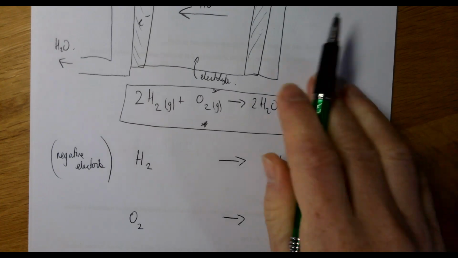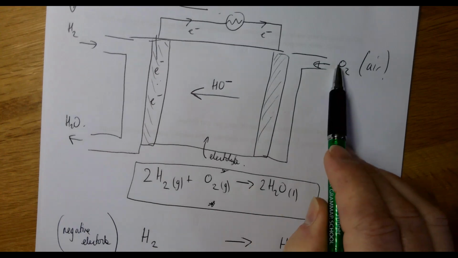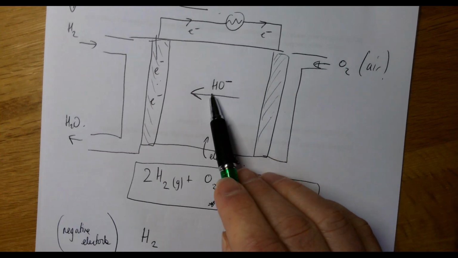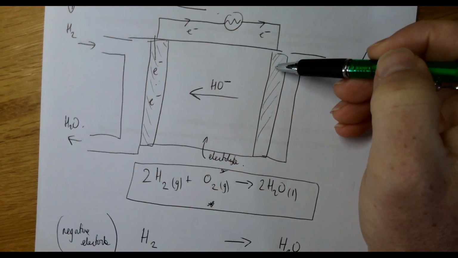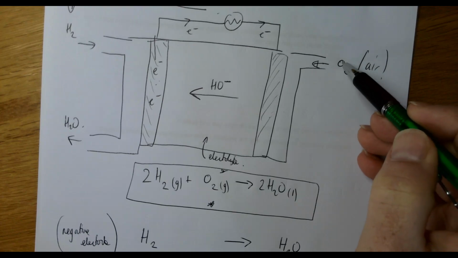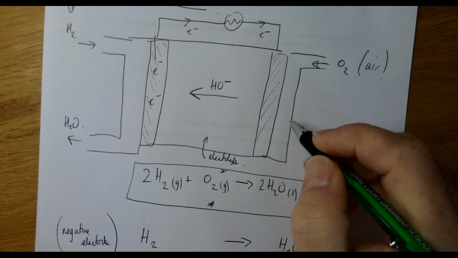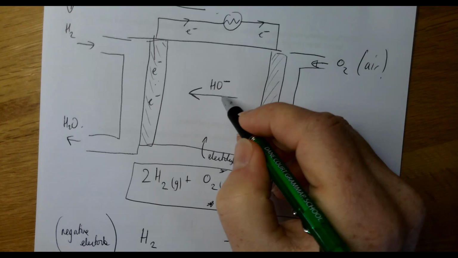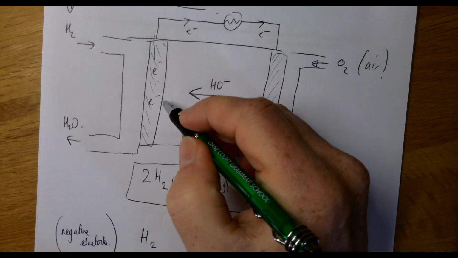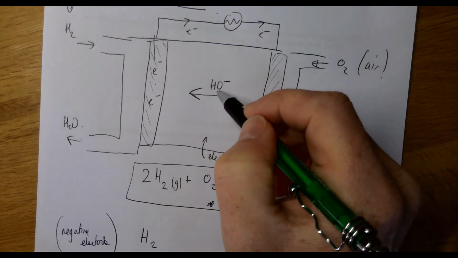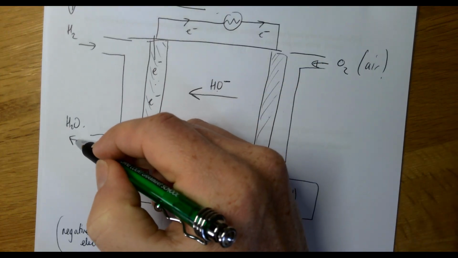And those hydroxide ions travel across, so think of the oxygen being converted to hydroxide ions by virtue of those electrons that are being pushed around. So the oxygen is being reduced by those electrons, and there's some water in there. We'll see how that's used in a bit. Hydroxide ions are being produced. They travel across through the electrolyte solution here, and those hydroxide ions combine with the hydrogen to make water, water being the only byproduct coming out here.